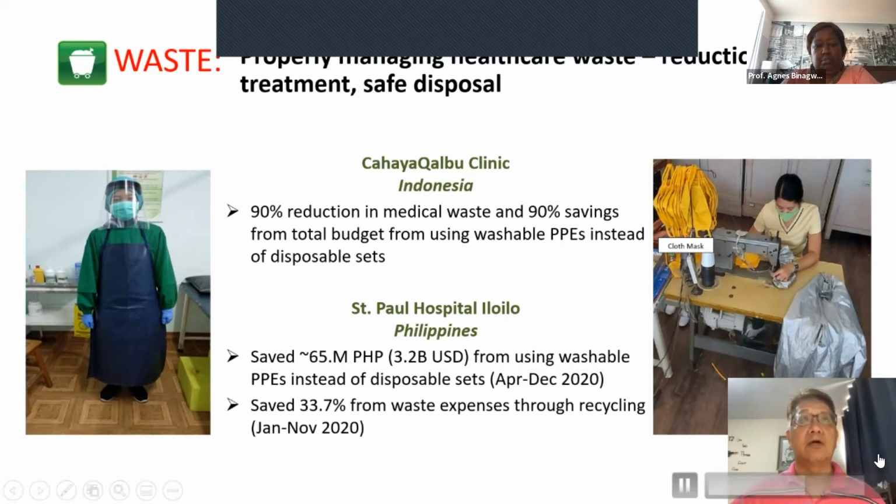And so let me now segue to the creative, innovative solutions taken by some of the hospitals belonging to the Global Green and Healthy Hospital Network. This is the Cahaya Calbo in Indonesia and the St. Paul Hospital Iloilo in the Philippines that were able to save huge sums of money by introducing, in the early months of the pandemic, washable and reusable PPEs. It helps them economically, it helps the environment. At the same time, they do not have to encounter the extreme shortage of PPEs at the onset of the pandemic.